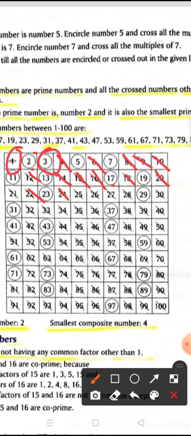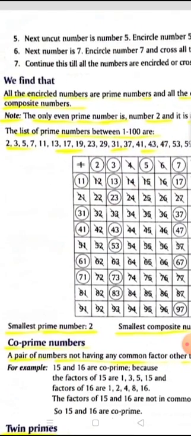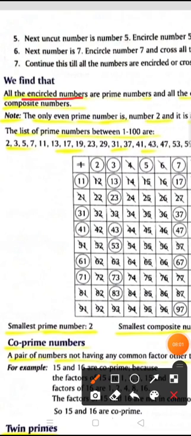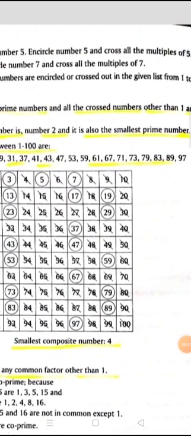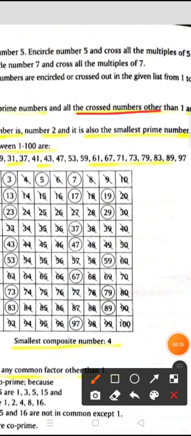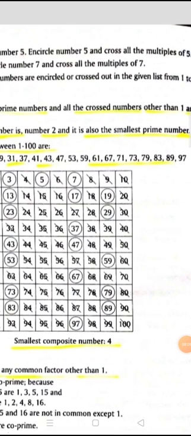Here you have seen 4 is cut. Next number is 5. Take the 5 and cross all the numbers which come in the table of 5. Now 6 is already cut, take the 7. Whichever number is remaining, take that, circle it and cross all the numbers which come in that table. Then the encircled numbers are prime numbers and the crossed numbers are composite numbers.